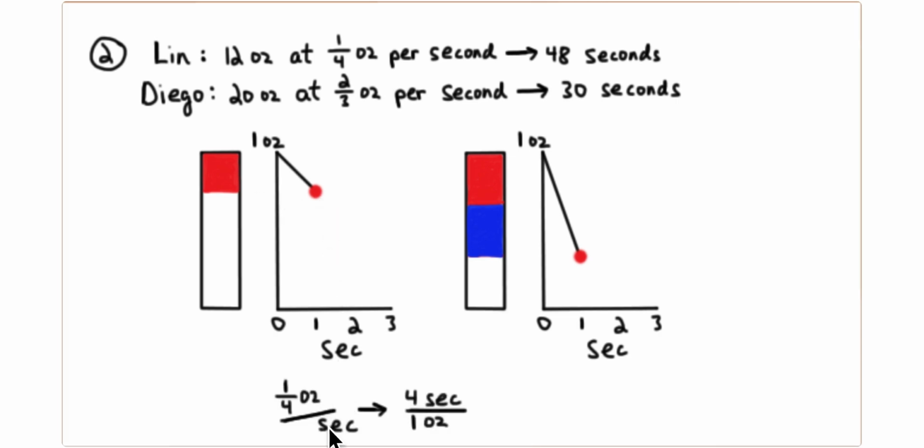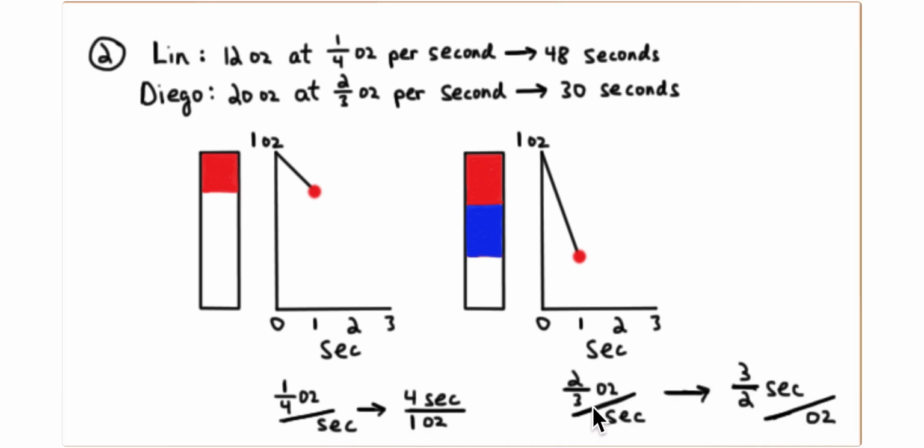So 1/4 of an ounce per second is the same as it takes her 4 seconds to drink this whole 1 ounce. So 1 second, 2 seconds, 3 seconds, 4 seconds, so this is going to intersect down here at 4 seconds. What I want you to see is if you have a ratio written as 1/4 of an ounce per second, or a rate, if you take the reciprocal of that, this is 4 over 1, then it becomes 4 seconds for 1 ounce. So this is 1/4 of an ounce per second. This is seconds per ounce.